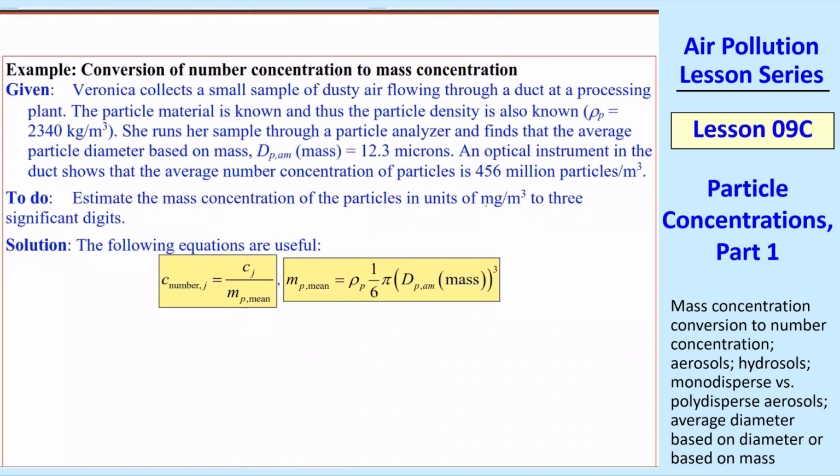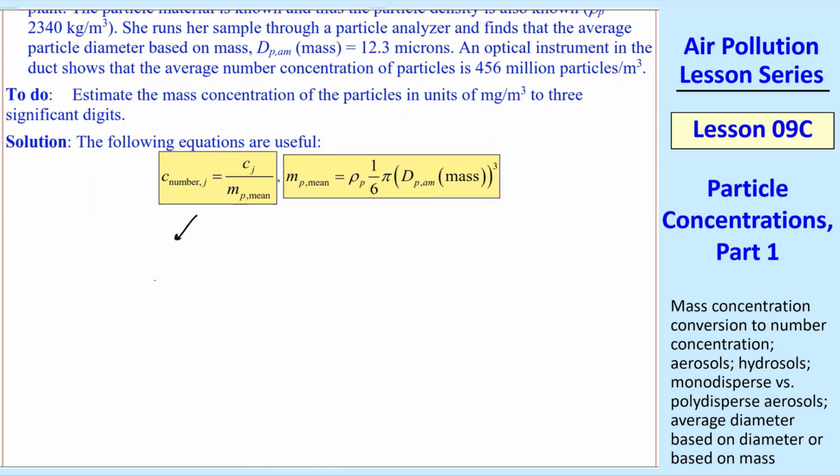Finally, let's do an example of conversions. So in this problem, Veronica collects a small sample of dusty air, and the particle material has a density, rho p, of 2340 kilogram per meter cubed. She runs her sample through a particle analyzer and finds the dpAM mass is 12.3 microns. An optical instrument shows that the average number concentration is 456 million particles per cubic meter. We want to estimate the mass concentration of the particles in milligram per meter cubed to 3 significant digits.